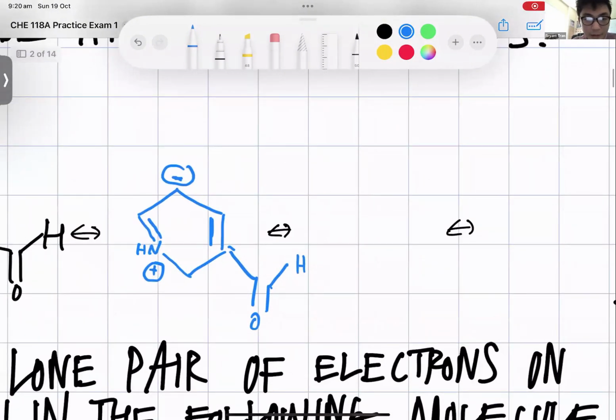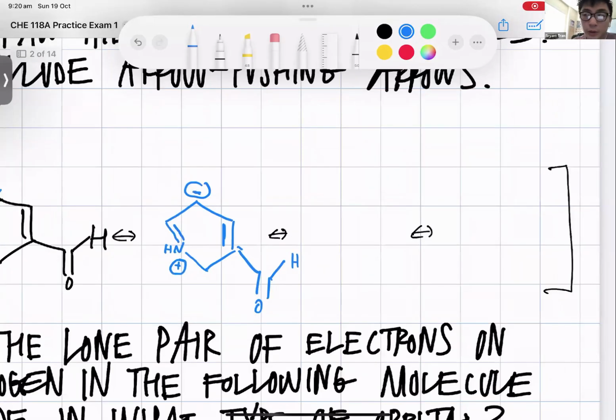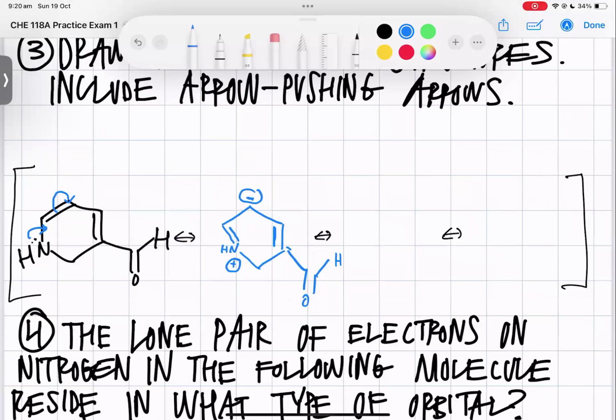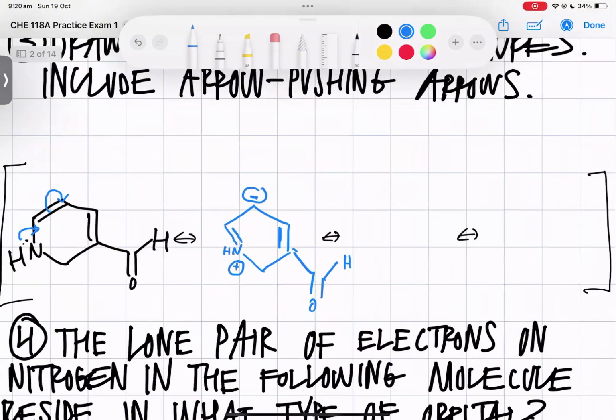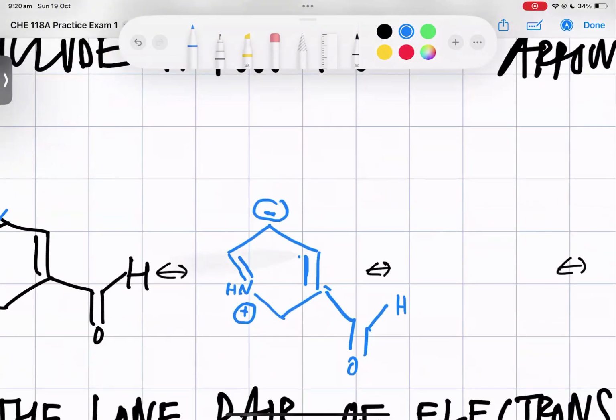Okay. In resonance, when you draw arrows, arrows always represent the movement of electrons. So you always start your arrows from a negative charge. And if you see a pair of electrons, I always start with that. So in the second resonance structure, where do you see the pair of electrons? I would look at this charge over here. That is a pair of electrons in the form of a bond.